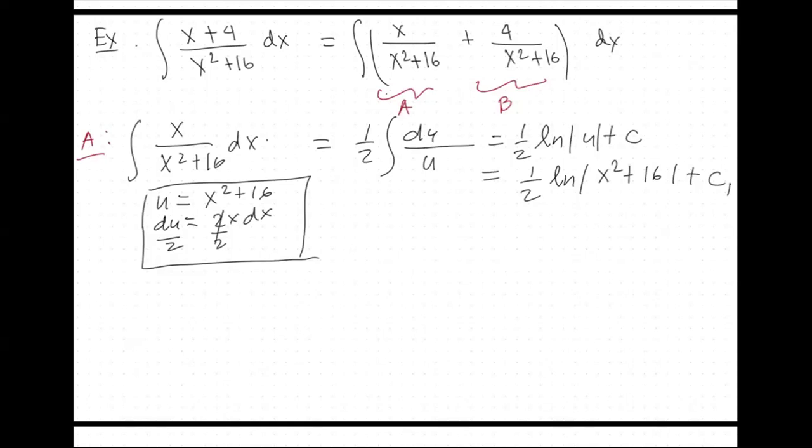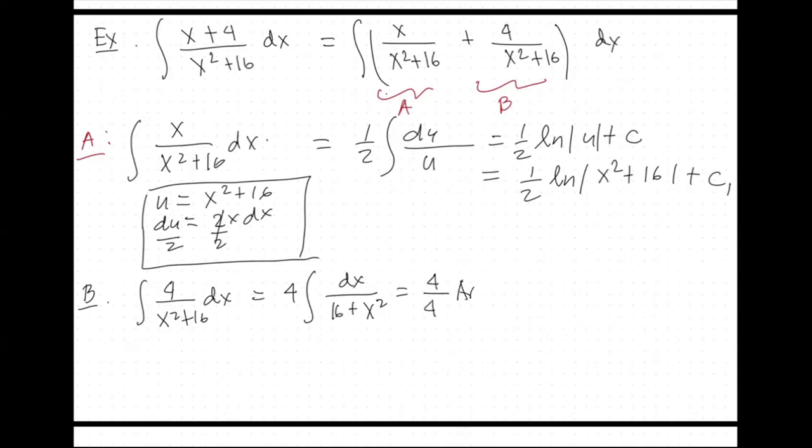So for letter b, the integral of 4 over x squared plus 16. This is easy because this is just 4 times the integral of 1 over 16 plus x squared. This is just 4 over 4 arctangent of x over 4 plus c2. So we have canceled that.